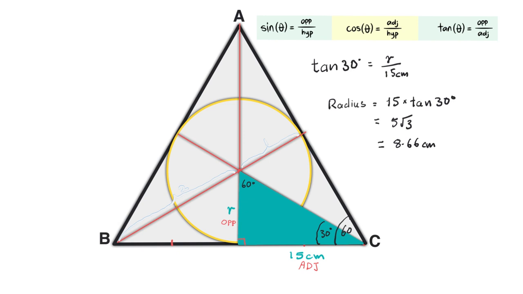So as long as you've got right-angled triangles and you can identify their sides and the angles, you can use the trigonometric ratios to work out most problems. This example was made simple because we had an equilateral triangle.